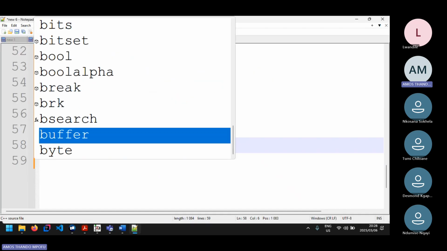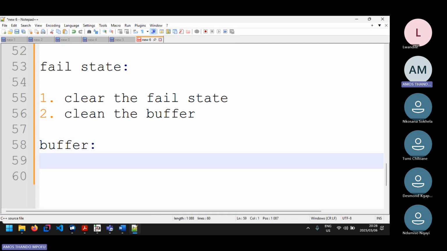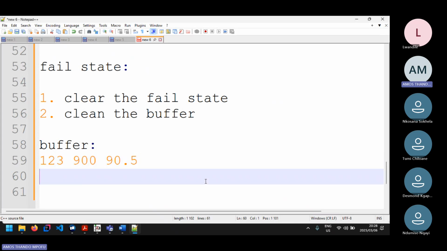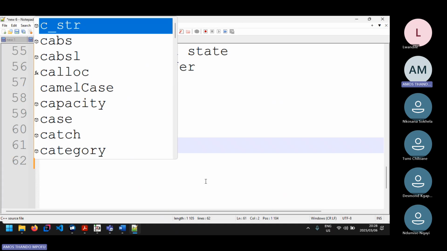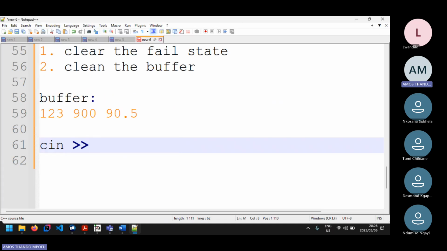I want you to think of it like a waiting area, like a queue. When you're in a queue, you wait to be helped. So it stores the values in what we call a buffer. Then it looks into your code line by line, looking for cin statements, basically statements where you're getting input. So let's say you want to get an int.